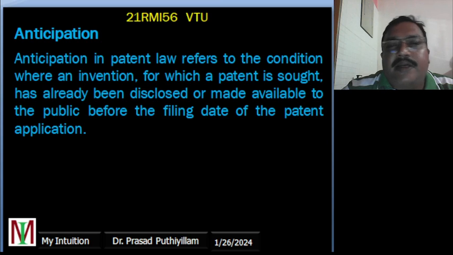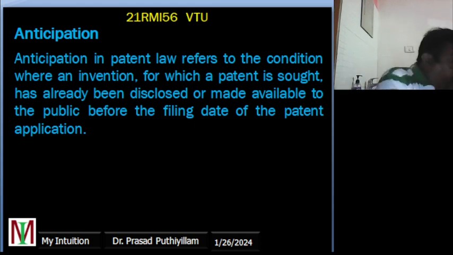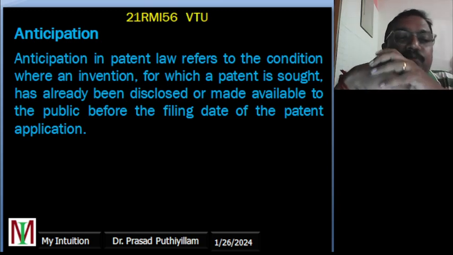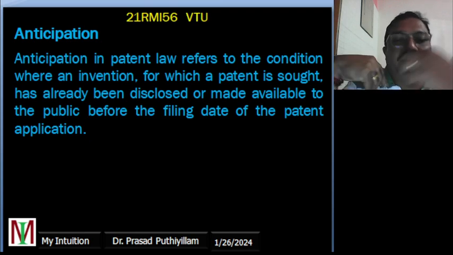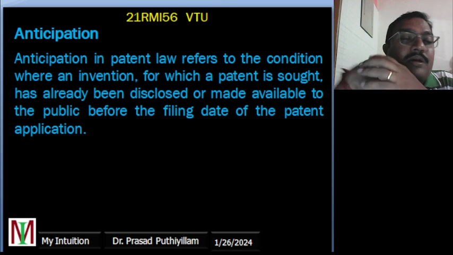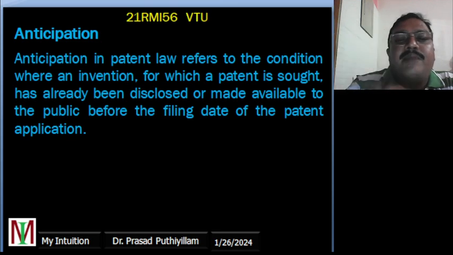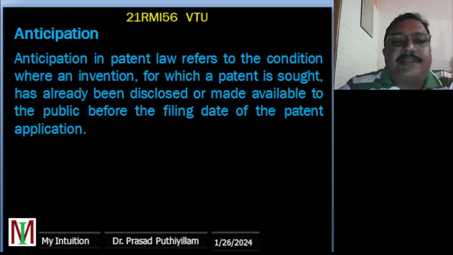Anticipation, the second part of this discussion. Anticipation in patent law refers to the condition where an invention for which a patent is sought has already been disclosed or made available to the public before the filing date of the patent application. Okay, that means if an invention is anticipated, it lacks the novelty required for patent protection.